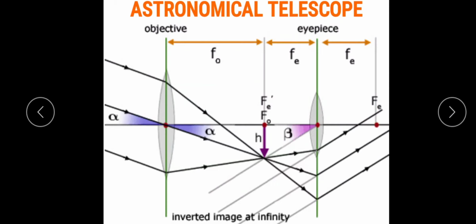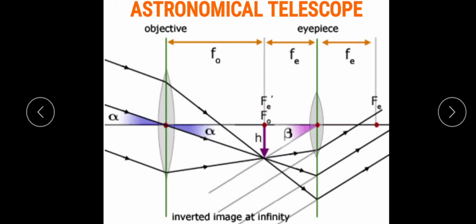The next one is a telescope. A telescope is an optical instrument which is used to see distant objects clearly and magnified. If the object is so far from us, it is called a distant object. If you want to see the object clearly and magnified, in such a condition we need to use the instrument called a telescope.